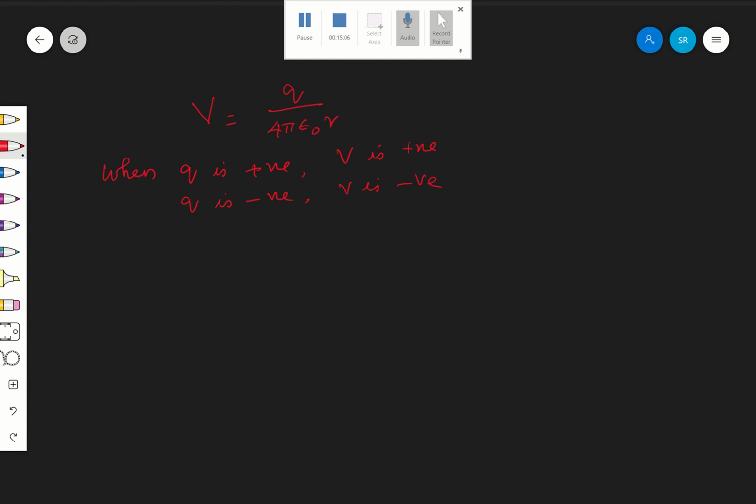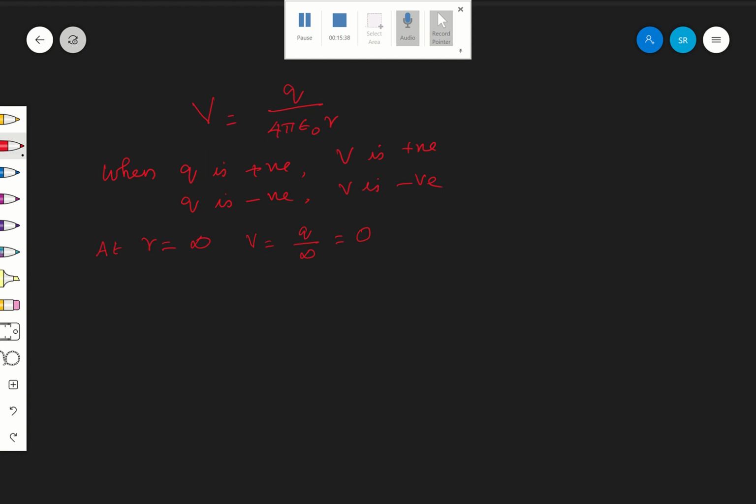Let me say at r equal to infinity. The point concerned is at infinity. Therefore, you will be getting V equal to Q by infinity, and that is equal to 0. Therefore, electrostatic potential at infinity is 0. Electrostatic potential is 0 at infinite distance from the charge.